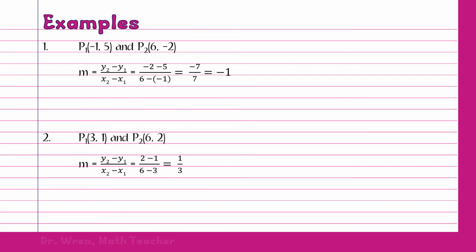Let's compute the slope of the line containing the points (-1, 5) and (6, -2). In the numerator, we are going to subtract 5 from -2 to get -7. Then, in the denominator, we are going to subtract -1 from 6 to get a +7 for a slope of -1. Similarly, in example 2, when we subtract 1 from 2 in the numerator, we get 1, and in the denominator, when we subtract 3 from 6, we get 3 for a slope of 1/3.